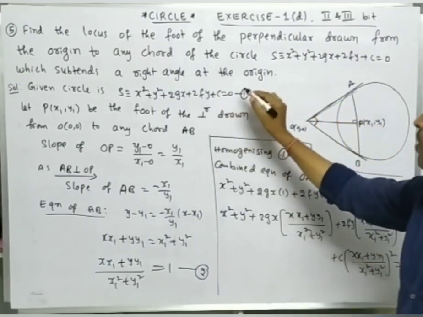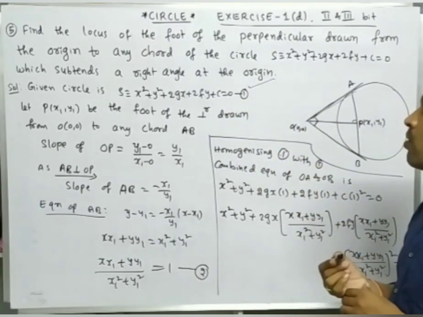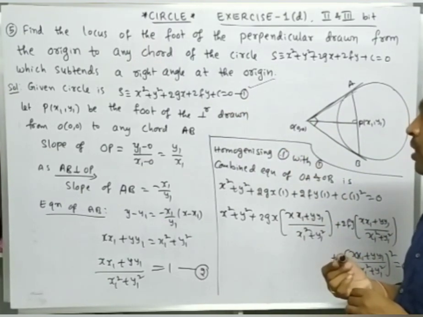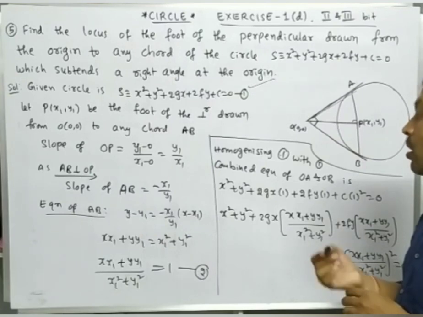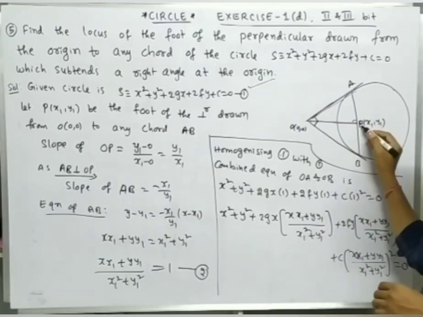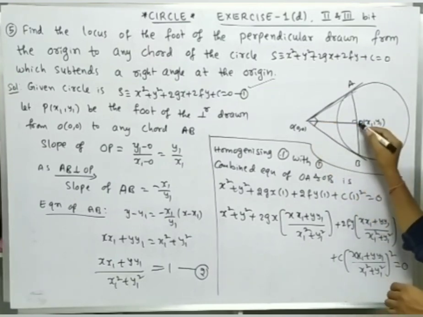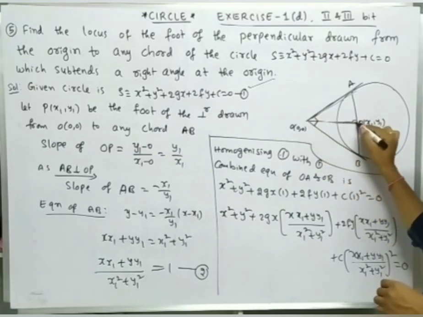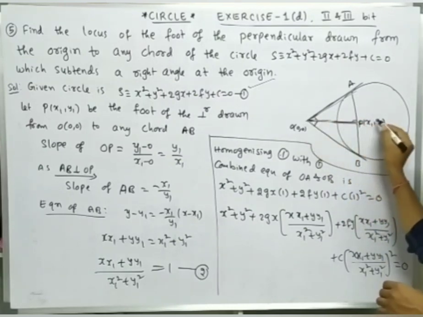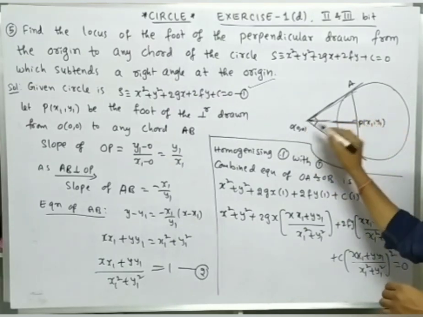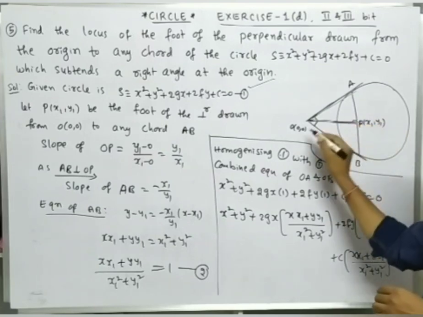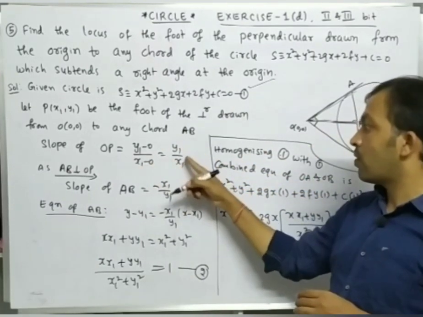Let the given circle be x square plus y square plus 2gx plus 2fy plus c is equal to 0. Let it be equation number 1. Let P(x1, y1) be the foot of the perpendicular drawn from origin to one chord. Okay, what is the slope of OP? Slope of OP means (y2 minus y1) by (x2 minus x1). That means y1 minus 0 by x1 minus 0, y1 by x1.